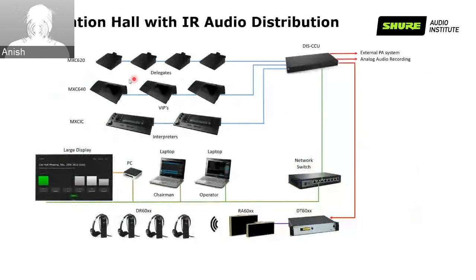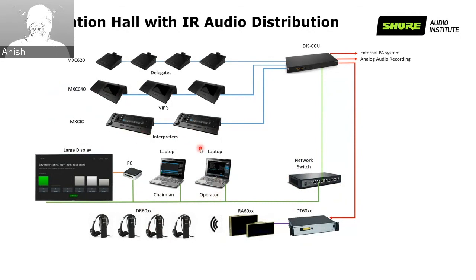So the delegates have MXC 620, the VIPs have MXC 640 with the touch screen, and interpretation happens with the MXC IC. There is a large screen display with the CDA app running on a PC, and the chairman and the operator are also available with elevated functionality.